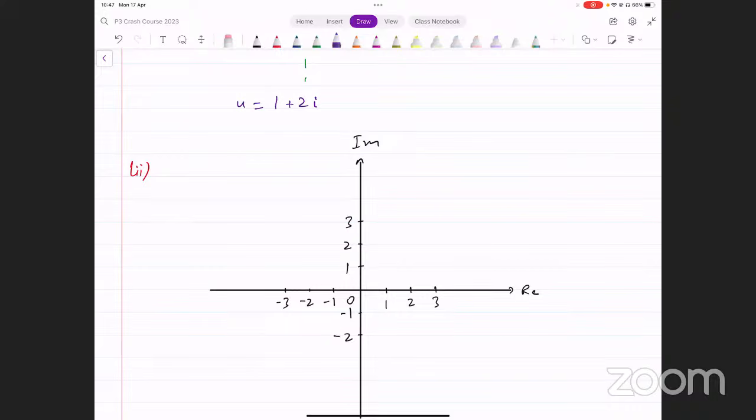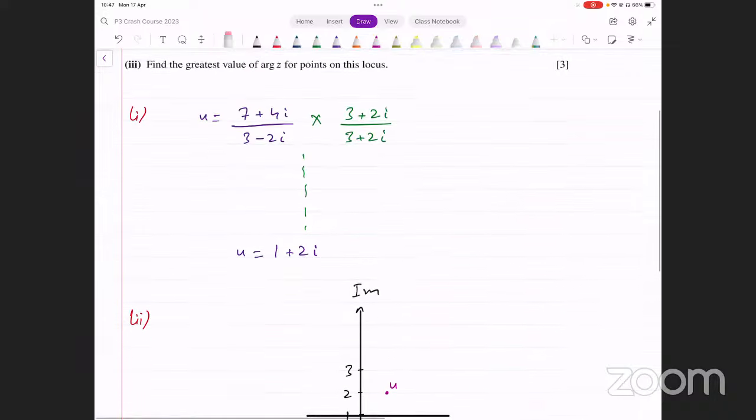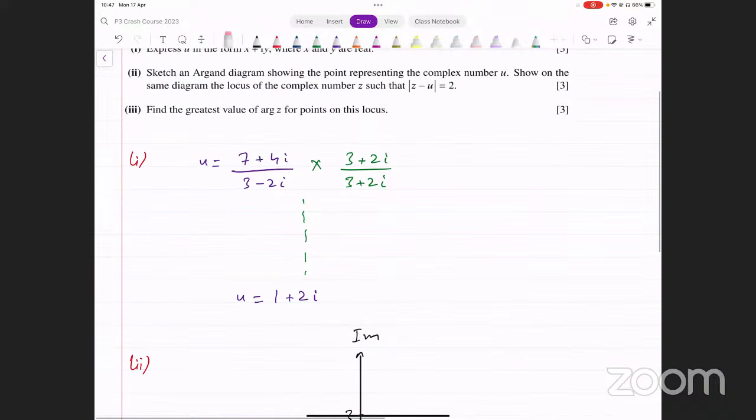Now, first of all, they say you have to mark this point 1 plus 2 iota. Where is this point going to be? 1 on the horizontal axis, 2 on the vertical axis. So that's this point here. This is the point U. So that's one thing that we had to do. We have marked this point U here. Now we have to draw the locus of the complex number Z such that modulus of Z minus U is equal to 2.